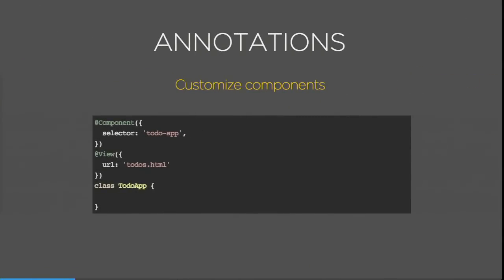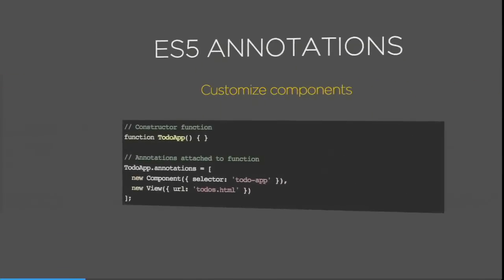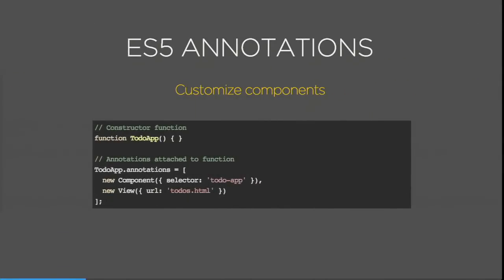The second annotation we see is the view annotation. The view annotation tells Angular where the template for our component lives. It'll do a request, and we'll know that our template is at todos.html. So annotations allow us to customize our components. We can also do annotations in ES5. Just because the @ is TypeScript specific, it doesn't mean that you're chained to TypeScript.